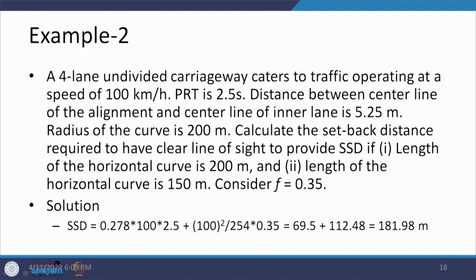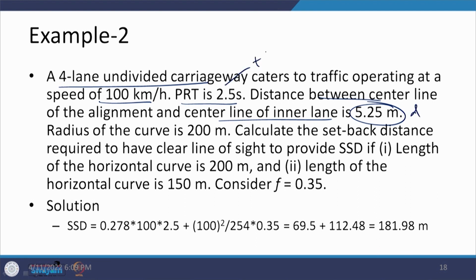So, let us look at an example here. Now, in this example we have a 4 lane undivided carriageway, traffic is moving at a speed of 100 kilometers per hour. The perception reaction time is given as 2.5 seconds. If you remember, we talked about it in SSD. The distance between the center line of the alignment and the center line of the inner lane is given as 5.25 meters, that is a small d is given to us.